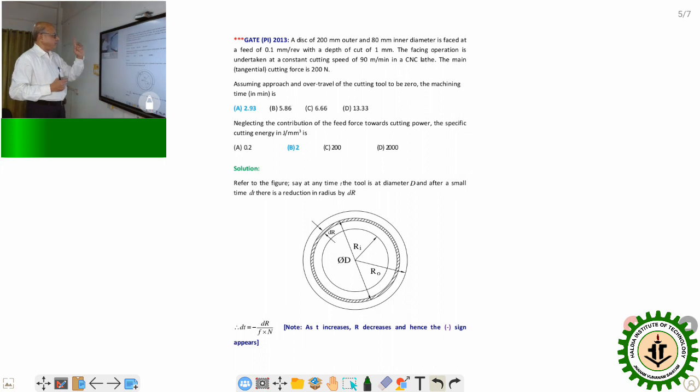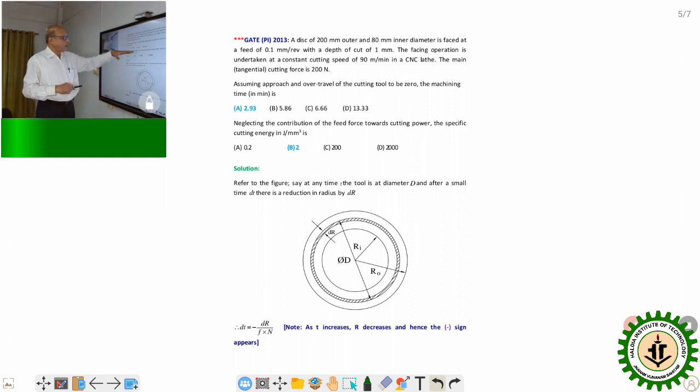This is one of the very interesting problems that I have seen in several years' questions. GATE PI 2013. A circular hollow disc of 200 millimeter outer diameter and 80 millimeter inner diameter is faced at a feed of 0.1 millimeter per revolution with a depth of cut of 1 millimeter. So consider a hollow thick cylinder having OD 200 millimeter and ID 80 millimeter, and a 1 millimeter facing depth of cut is applied. The facing operation is undertaken at a constant cutting speed of 90 meter per minute in a CNC lathe.